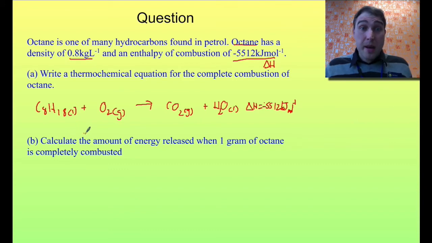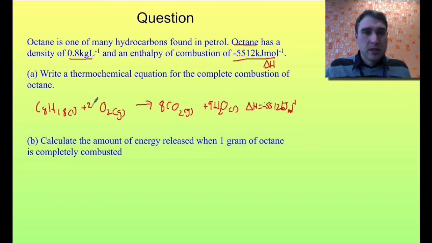Now I need to balance the equation, so I've got 8 carbons over here, which means I need 8 carbon dioxides. Got 18 hydrogens, that means I'm going to need 9 waters, so 9 times 2 is 18. Add up my oxygens, so I've got 8 times 2, so that's 16 plus 9 is 25, so it's going to be 25 on 2 oxygens. So there's my complete thermochemical equation.